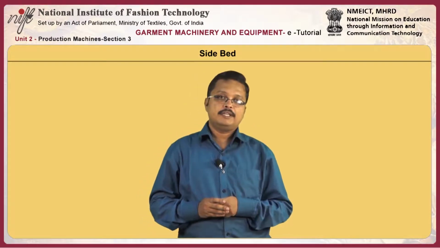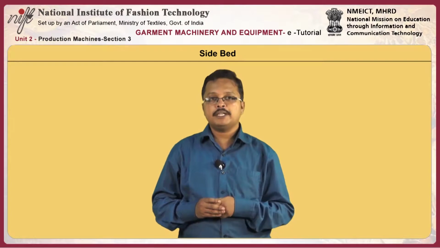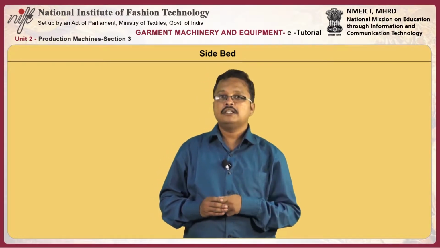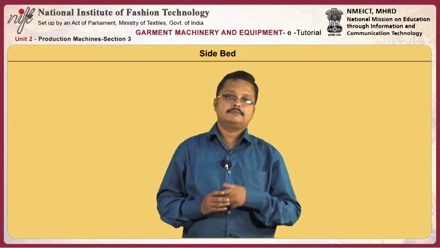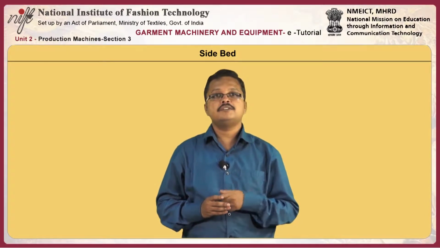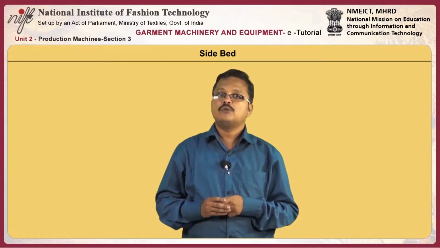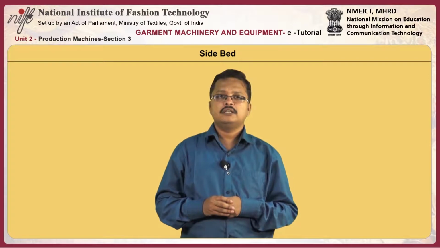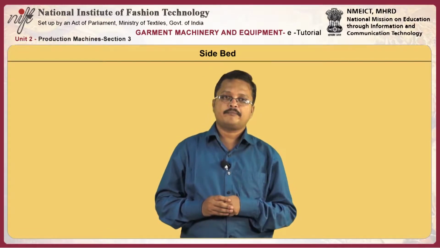Side bed. It trims the edge of the fabric in front of the needle just as it is sewn. Machines which are specialized for sewing at edges need only a small working area. Examples are overlock machines.